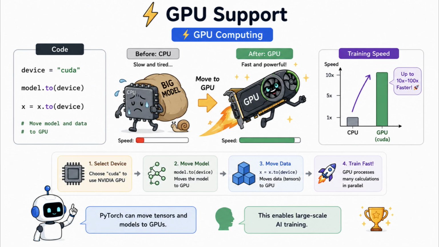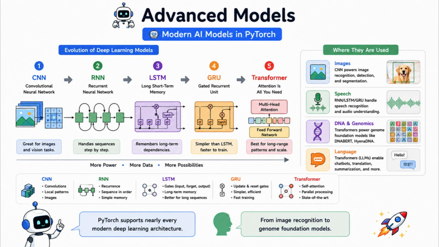PyTorch can move tensors and models to GPUs. This enables large-scale AI training. PyTorch supports nearly every modern deep learning architecture, from image recognition to genome foundation models.